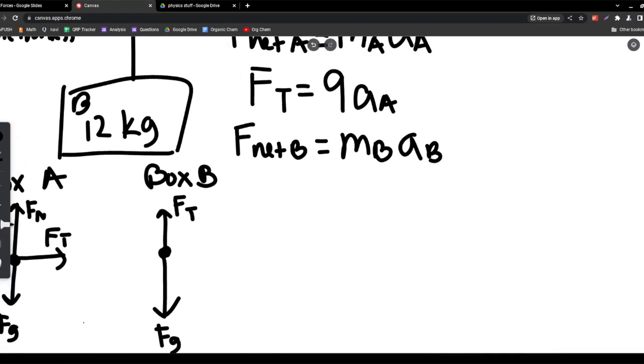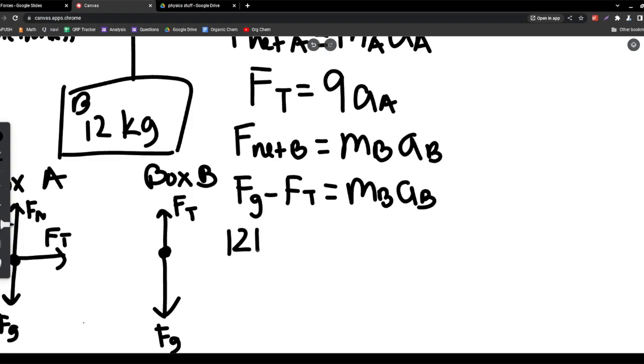And then if we look here, there are only two forces acting on it, and because it's moving down, our net force is going to be gravitational force minus tension force equals mass of B times acceleration of B. And we explained that in the previous forces problem video. Anyways, gravitational force would just be 12 kilograms times gravity minus tension force equals 12 times A_B.